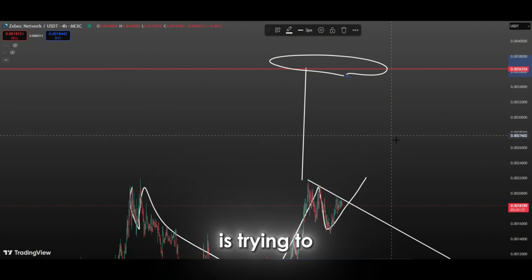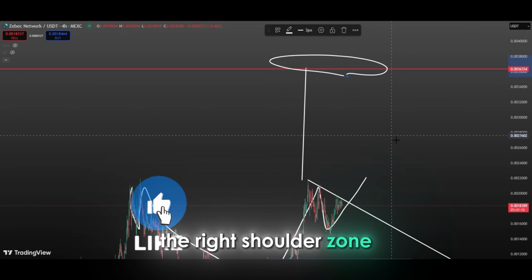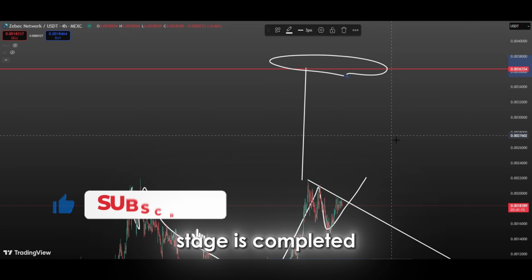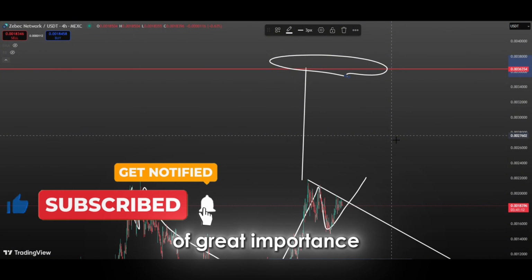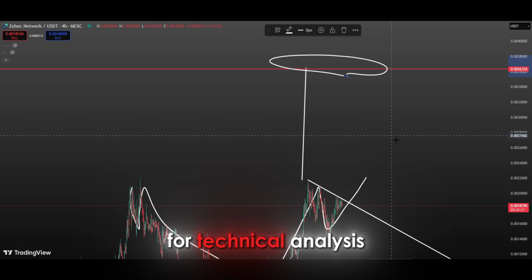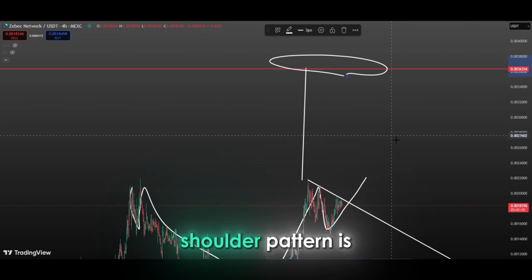Now, the price is trying to form the second shoulder, the right shoulder zone, and when this stage is completed, the Tobo pattern will be completed. The formation of this pattern is of great importance for technical analysis, as an inverse shoulder-head-shoulder pattern is usually a harbinger of a strong bullish move.